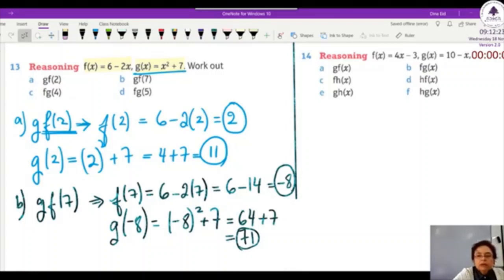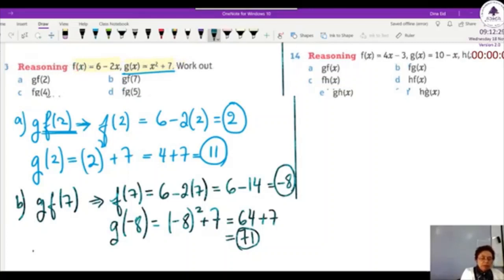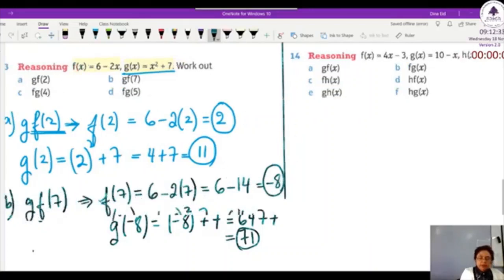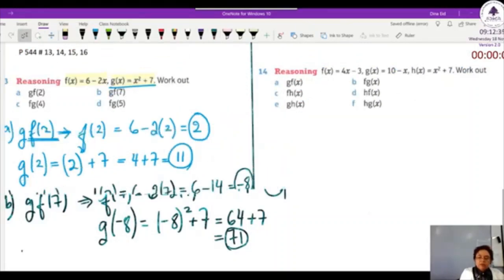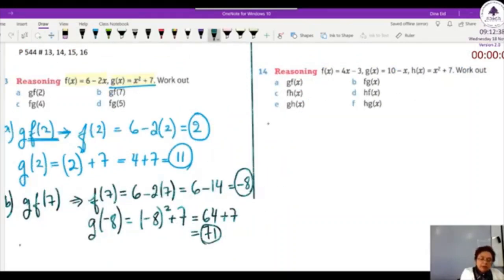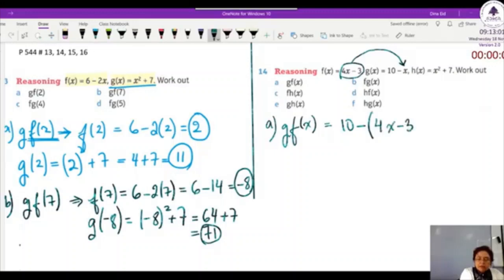Okay, it's all there. Now the rest of the number is for homework, and I'm going to start with number 14. The same concept for 14 but without numbers. So in part A, we have g f of x. So you take the value of f of x and replace it in g of x. So g of x is 10 minus the value of f of x. And then you evaluate, or you simplify the expression.